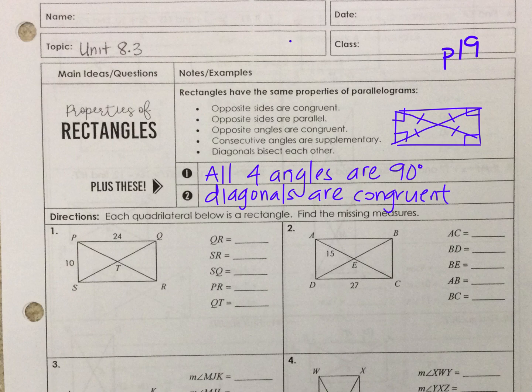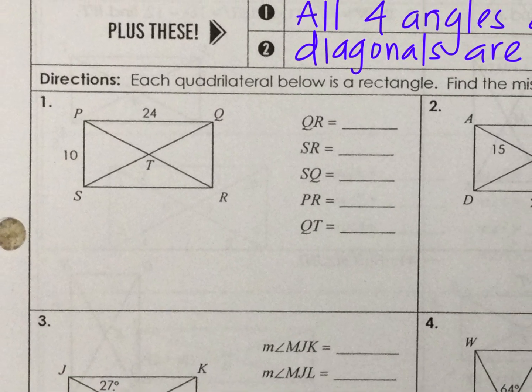So we're going to take this information and do number 1 together. It wants to know what QR is. QR is right there. Well, I know that the sides are the same, so if SP is 10, QR is 10. So now I've got to find SR. SR is the bottom. I know that the top and the bottom are the same, so that means SR is also 24.